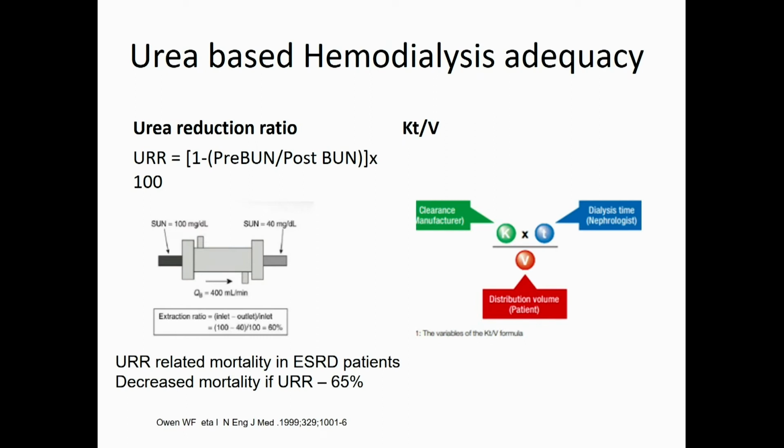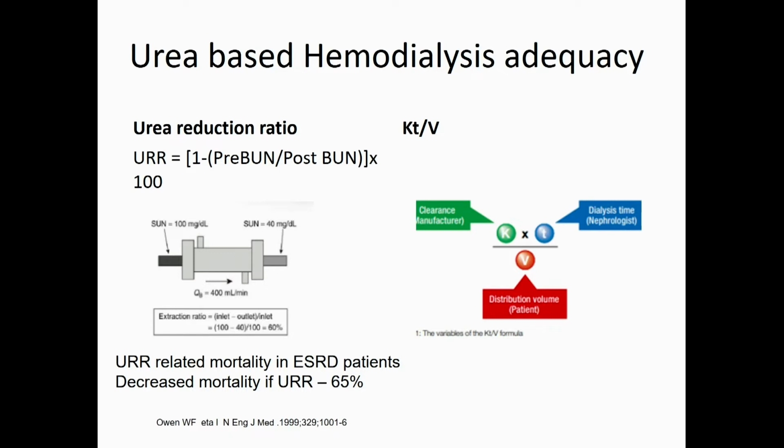What earlier we used to say is that hemodialysis adequacy is measured by the urea-based methods: urea reduction ratio or Kt/V. Basically, URR is pre minus post, divided by pre, times 100. You need to reduce urea by around 65%. It came as 65% because it showed a mortality benefit: when you have more than 65%, mortality was less as compared to less than 65%. So the cutoff was taken.